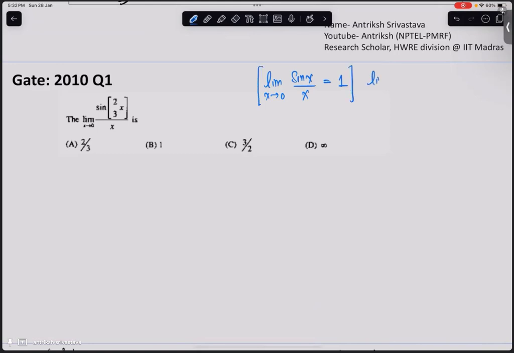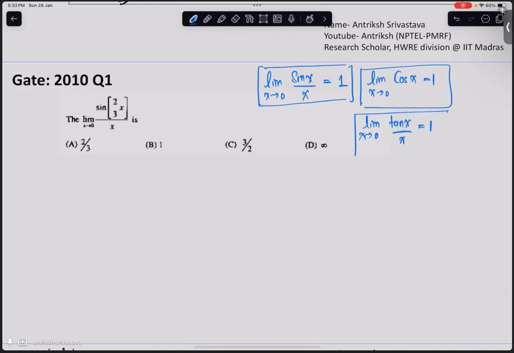Similarly, there are other things also. Limit x tends to 0, cos x is equal to 1. Remember, there is no division by x here. And then similar to sine x, we have a property for tan x by x, which is equal to 1. I hope you guys remember this. There are several limit related properties similar to these. So now if you know this, how can we use this in this question?